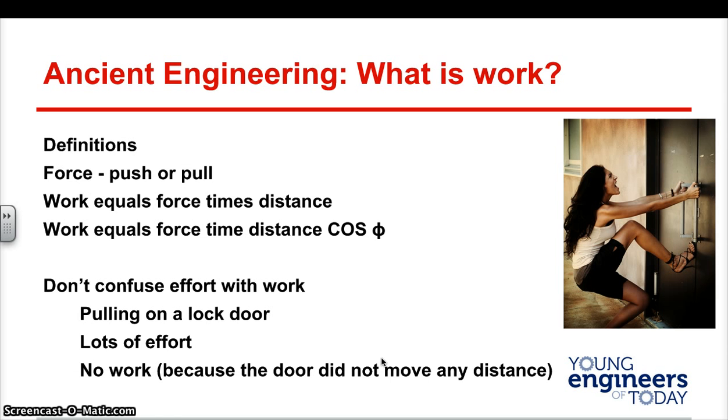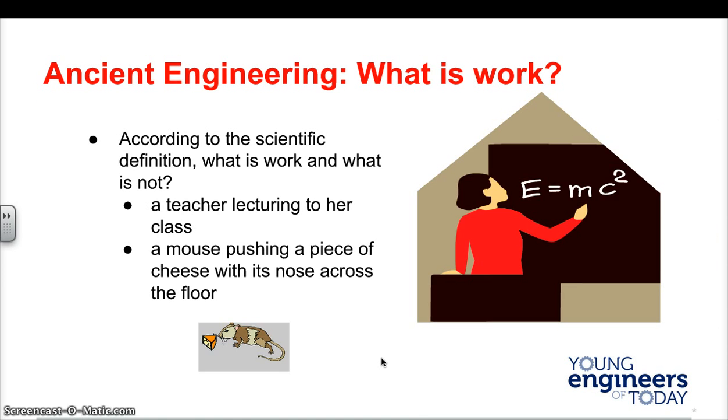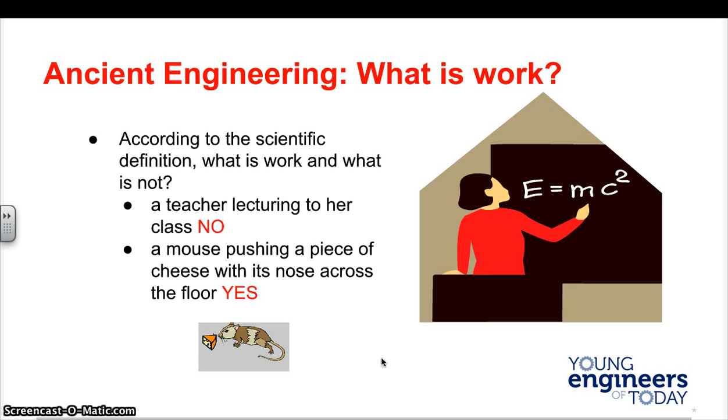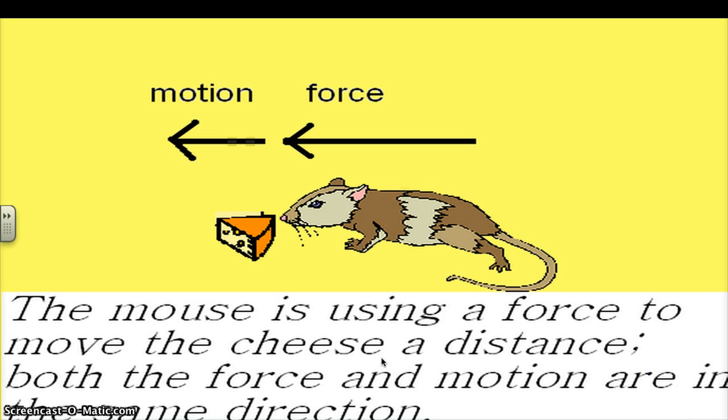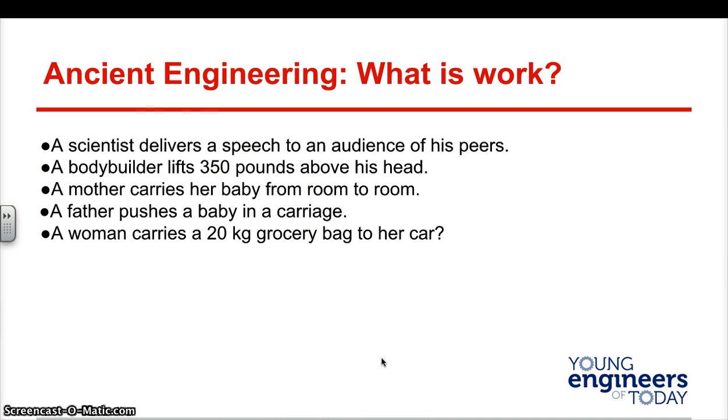So don't confuse effort with work. Pulling on a locked door is lots of effort, but there's no work because the door did not move any distance. Now, here are 2 examples. A teacher lecturing to her class, a mouse pushing a piece of cheese with its nose across the floor. Obviously, the mouse, because you have a direction and you have a force over a distance. The mouse is using a force to move the cheese a distance, and the force and motion are in the same direction. Here are a few to look at, and the thing you've got to remember is force and direction.